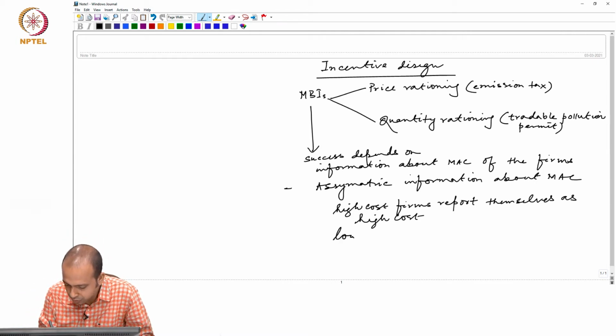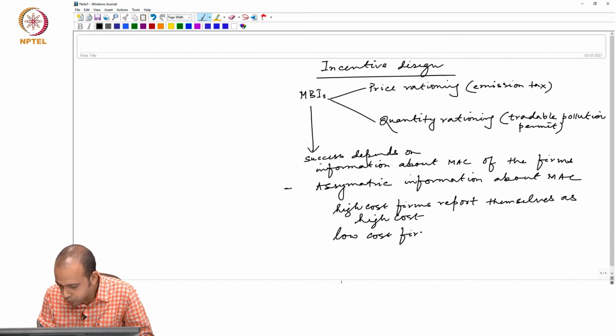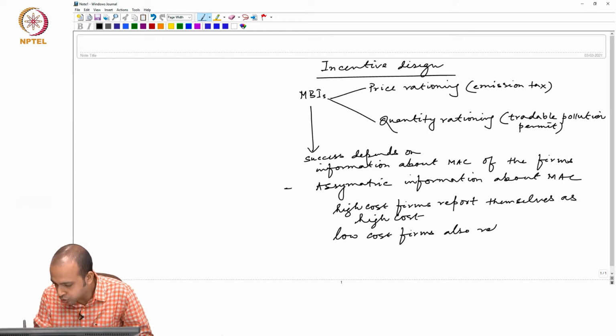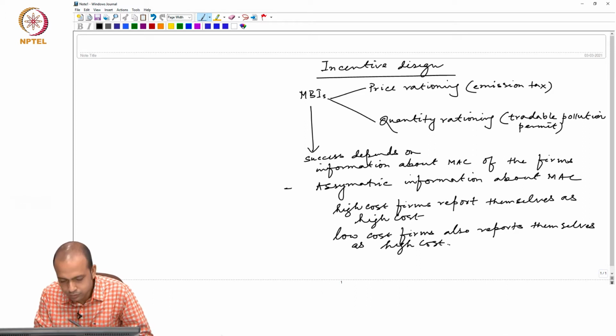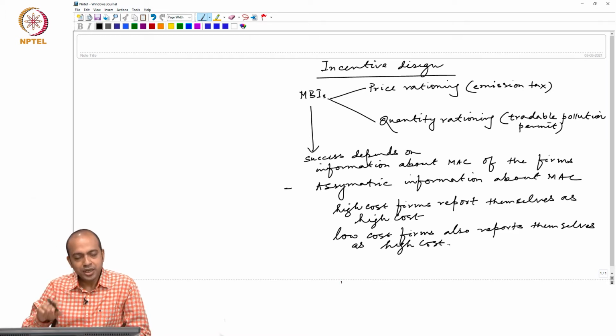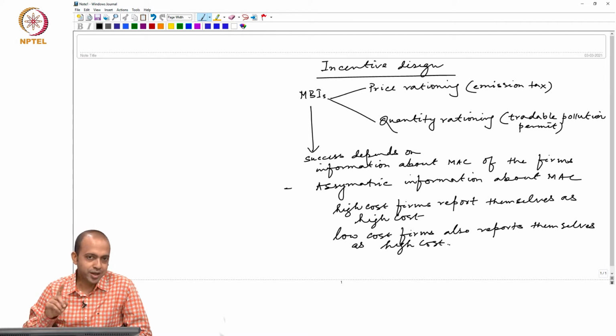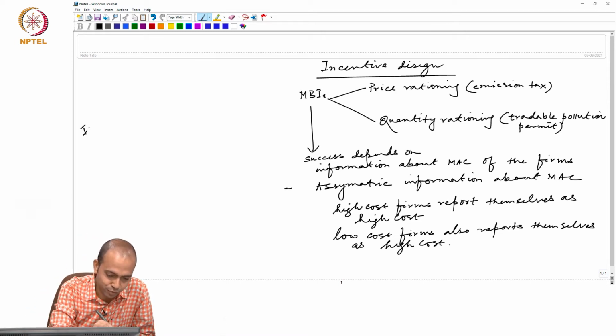So, low cost firms also report themselves as high cost, right? Okay. Now, in this situation, the challenge for the regulator or policymakers is to design a policy so that the firms reveal their true marginal cost of abatement, which is called incentive compatibility. This is a very, very important concept I am talking about.